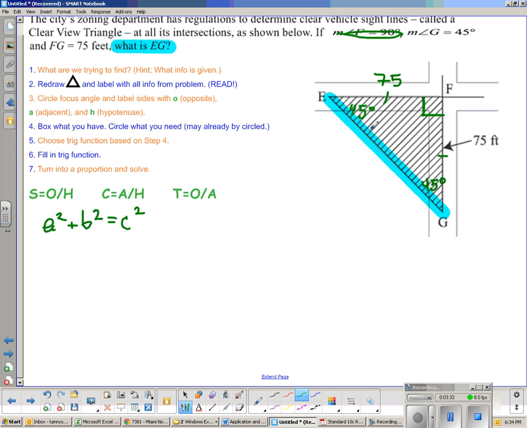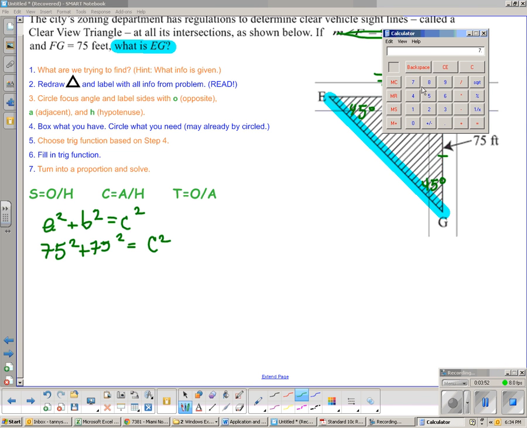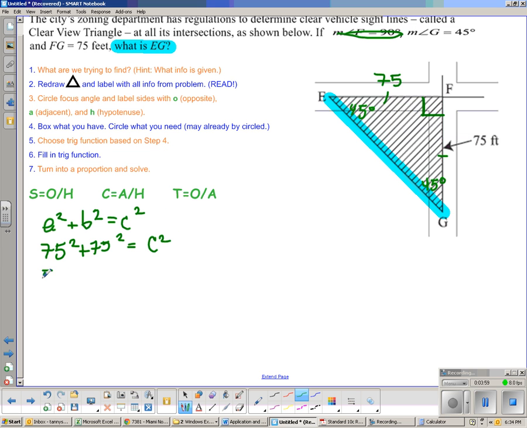So a squared, the two legs are 75, so 75 squared plus 75 squared equals c squared. The hypotenuse is what I'm trying to find. I'm trying to find EG. So I'm going to go ahead and square those. Where's my handy dandy calculator? It's over here. So 75 times 75 is going to give us 5,625. So 5,625. And we're going to have the same thing again.